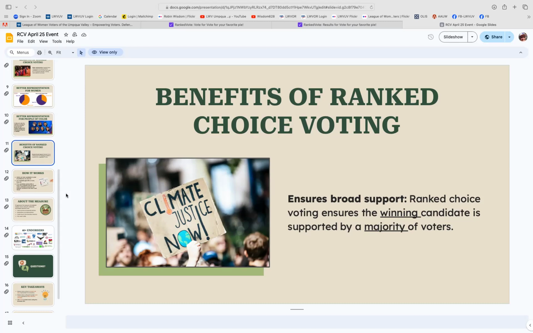And so in general, it really helps during the campaign, but even afterwards, it is a way to hold our leaders accountable so that they're able to do what they promised that they would do.